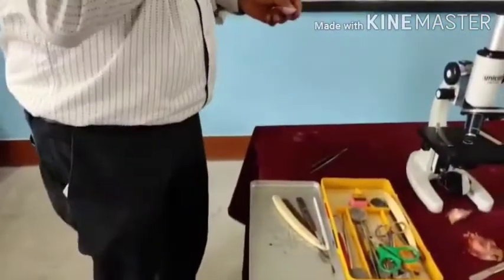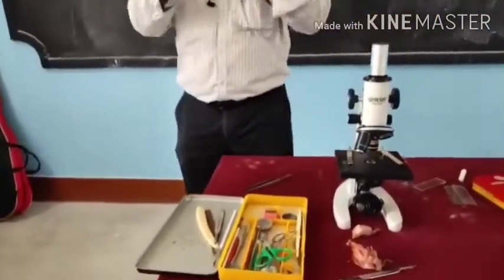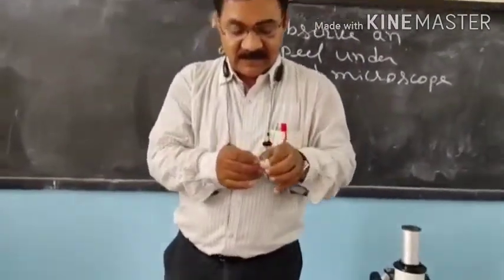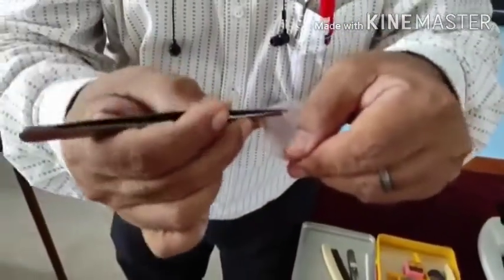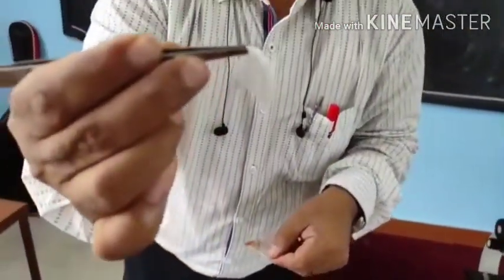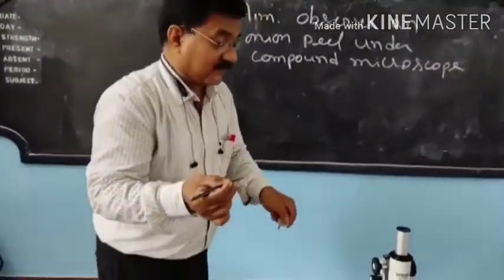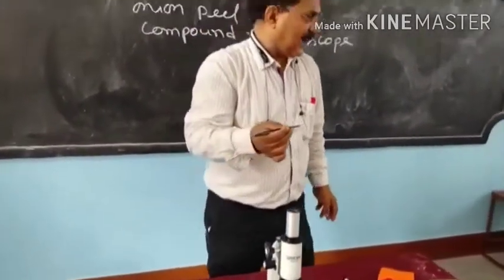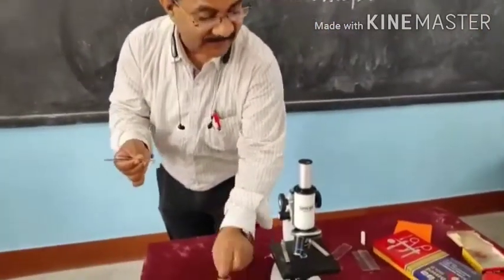Let me put on my specs. Okay, let me put on my specs and then show you. See here. With the help of forceps, I have taken out something. See here, this is the onion peel. This is the peel. Peel means chilka. This is the onion peel. And now I will keep this onion peel in a petri dish.